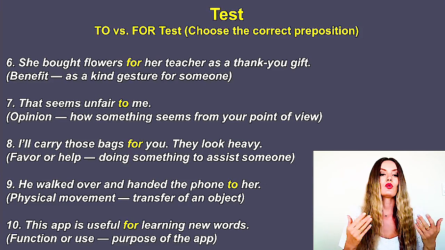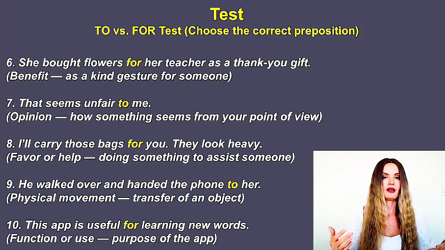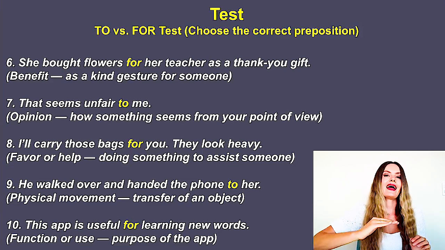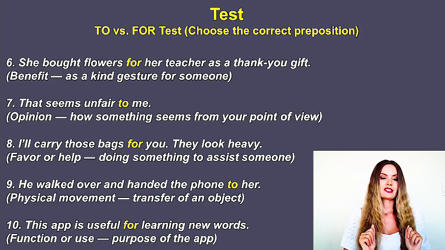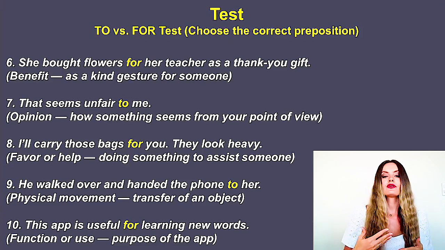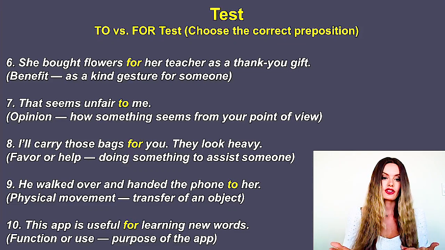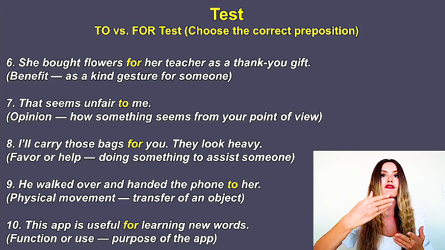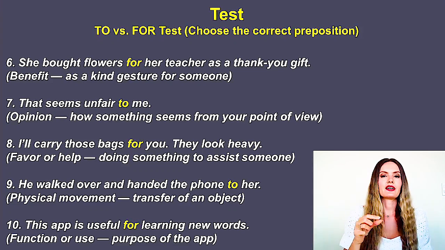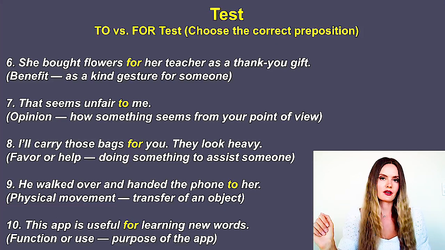Number 9, he walked over and handed the phone to her. So here we are talking about physical movement, transfer of an object, handed the phone to her. And number 10, this app is useful for learning new words. So here we are talking about function or use, the purpose of the app. What is the purpose? For learning. And because we have a gerund, learning, that's why we should use for learning.